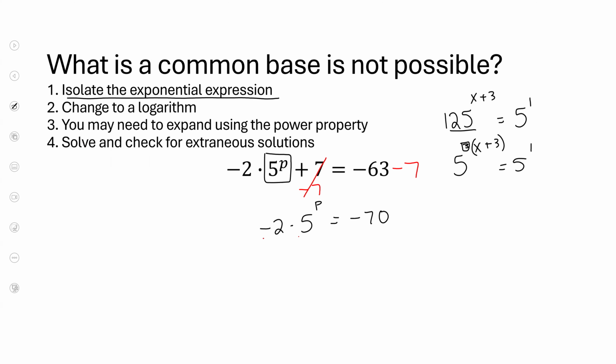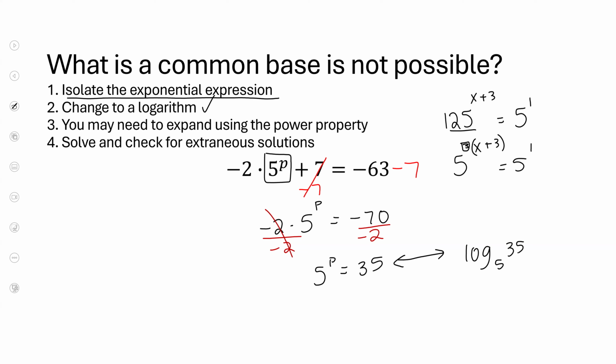Next, I'm going to divide by -2, divide by -2, and I get 5 to the power of p is equal to 35. Now, unlike yesterday, we cannot make the bases the same, okay? 5 to the power of nothing will give you this 35. Not that I can think of. So what I'm going to do here, we're going to change this to a logarithm. So how do I write this exponential as a log? What am I going to write, guys?